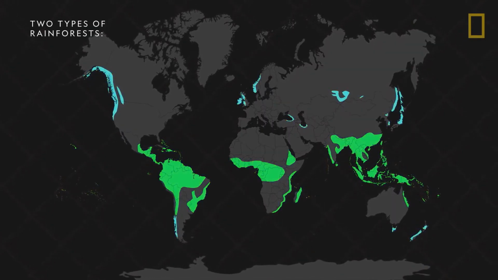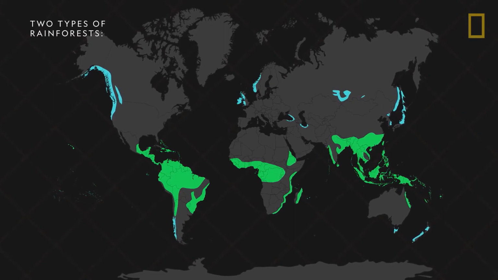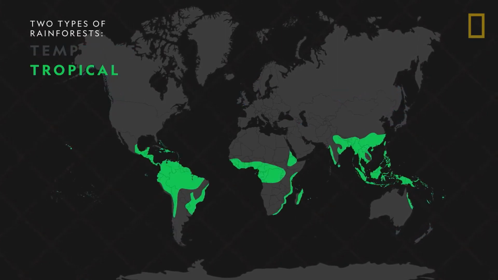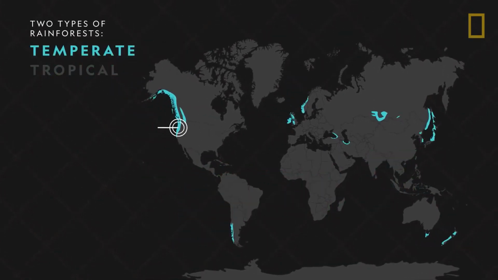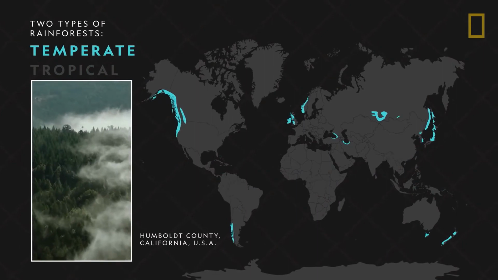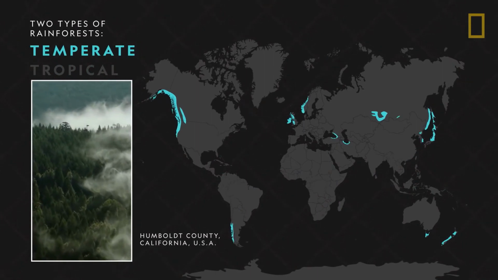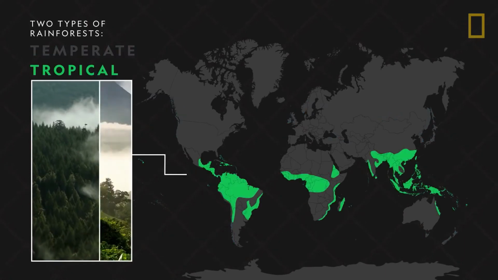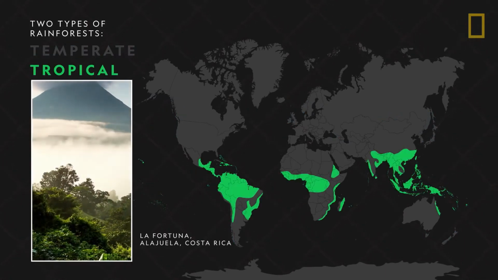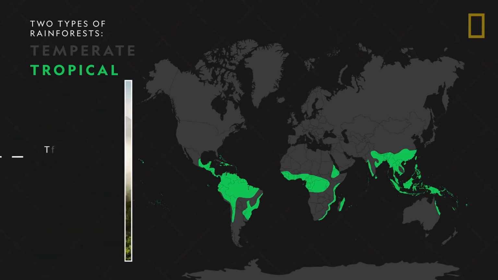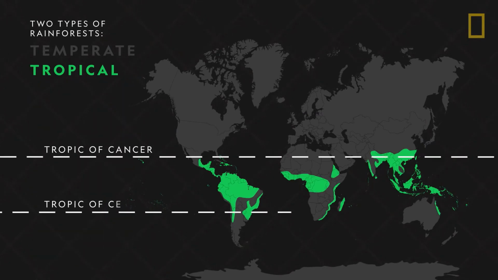2 types of rainforests are scattered across the globe: temperate and tropical. Temperate rainforests are mainly found in the mid-latitudes, often near cooler, coastal, mountainous regions. Tropical rainforests are primarily located in warmer climates between the Tropic of Cancer and the Tropic of Capricorn.